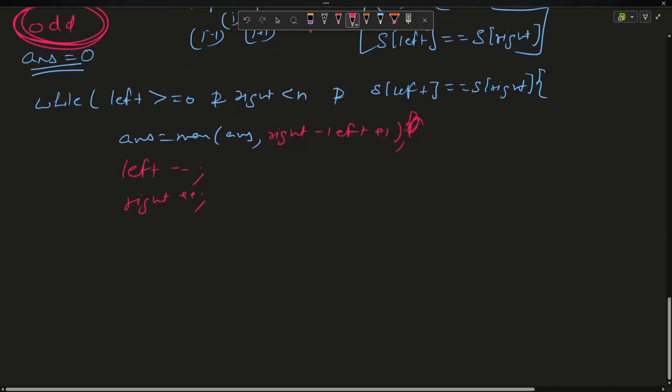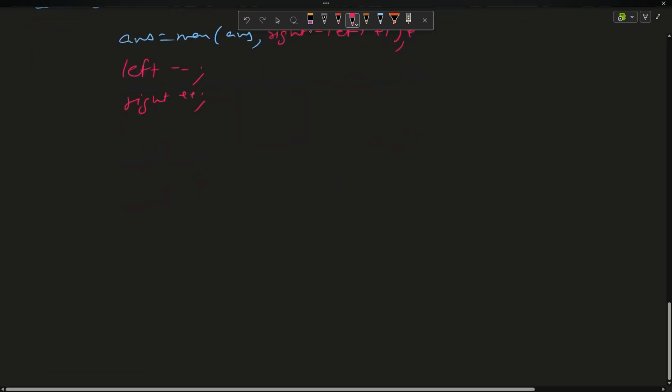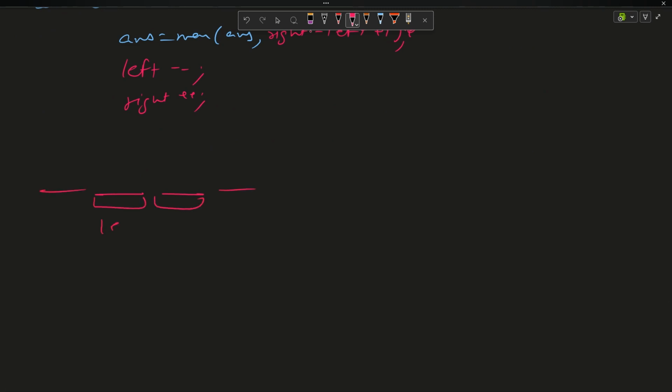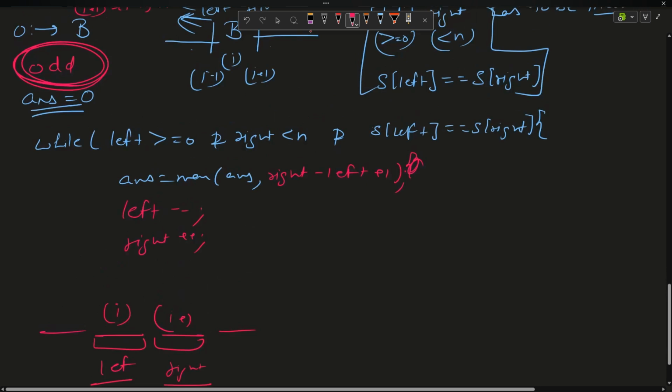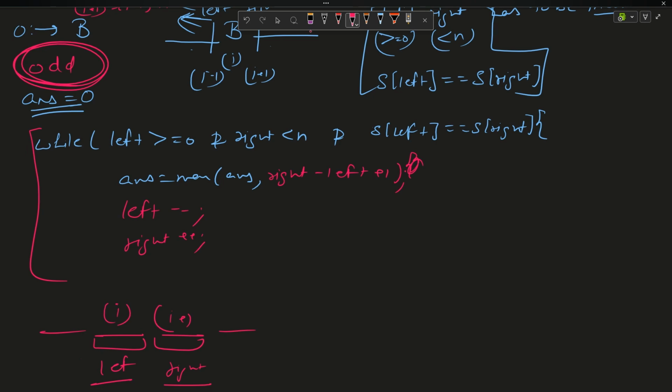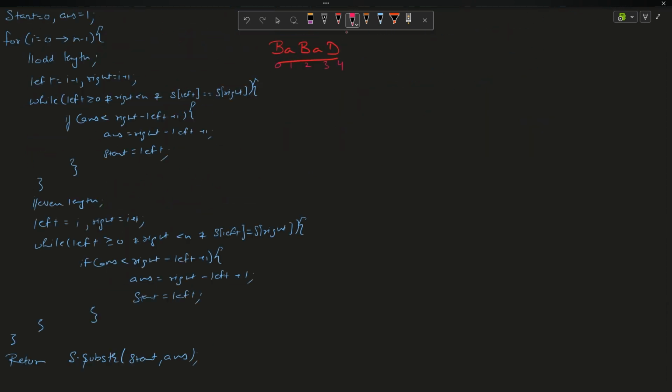Now for the even length, as we discussed, this is a substring. I have to check from here, that is my left should be placed here and my right should be placed here. So if I am traversing an index I, my left will change to I and my right will change to I plus 1, and the loop will remain the same. So let me write the whole code for you and then we will dry run it, right? So here is a pseudocode.